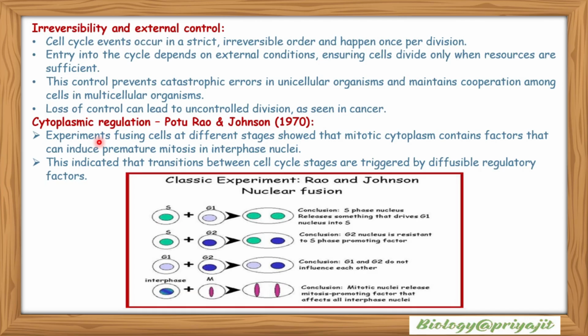What is the cytoplasmic regulation, which was proposed by Rao and Johnson in 1970? Experiments fusing cells at different stages by Rao and Johnson showed that mitotic cytoplasm contains factors that can induce premature mitosis in the interphase nuclei. The image shows their experimental conclusion. These indicated that transitions between cell cycle stages are triggered by diffusible regulatory factors.